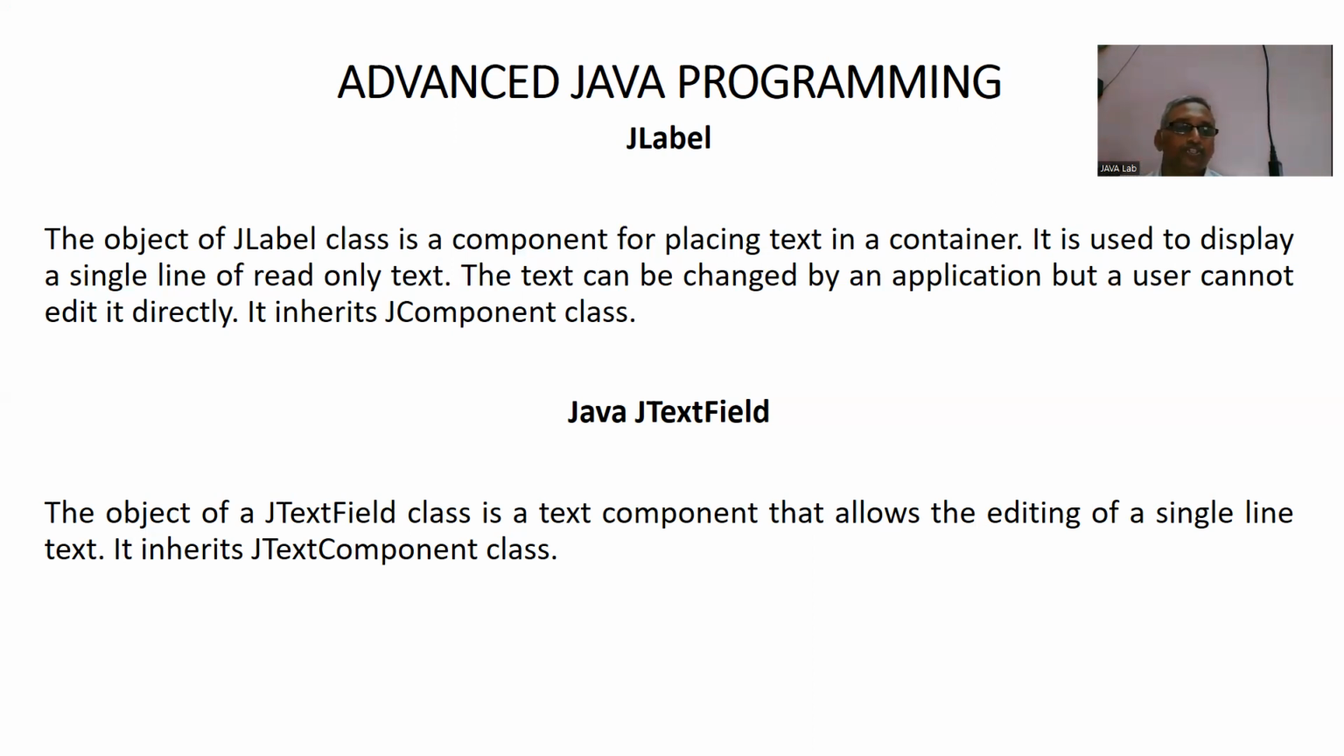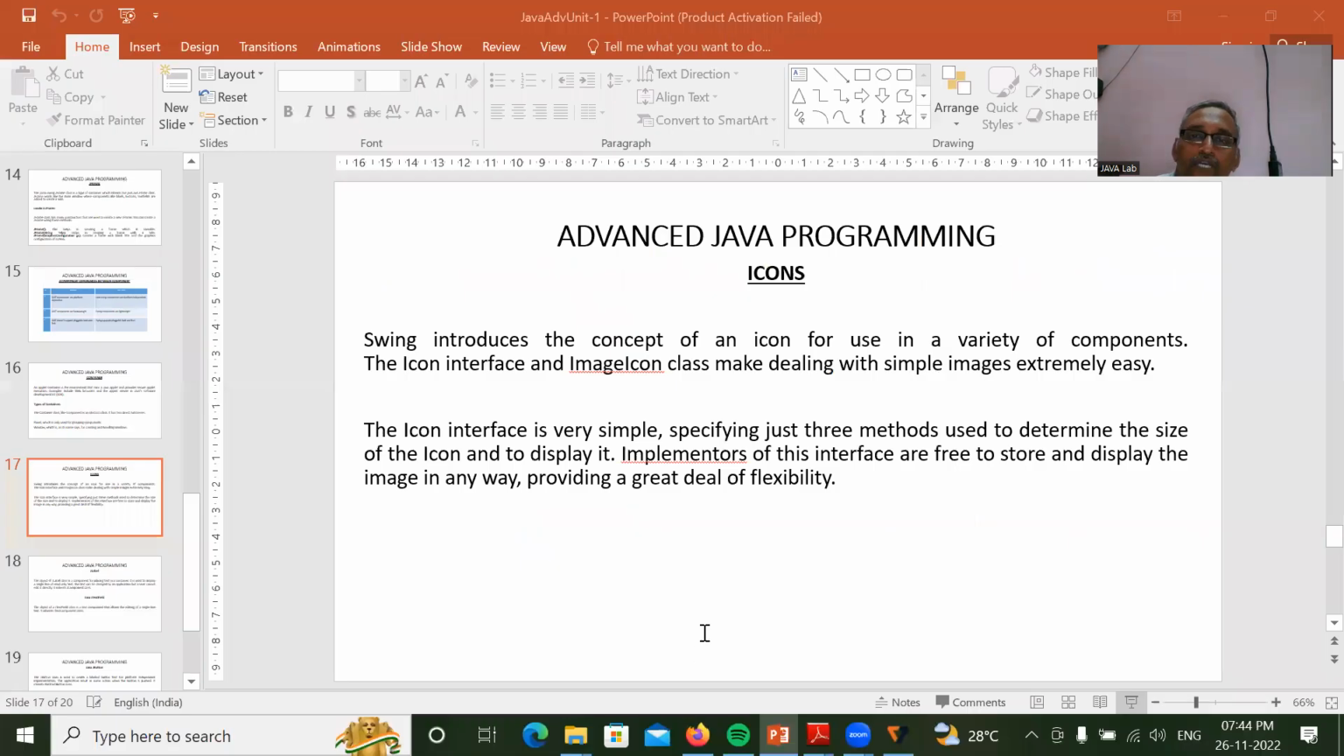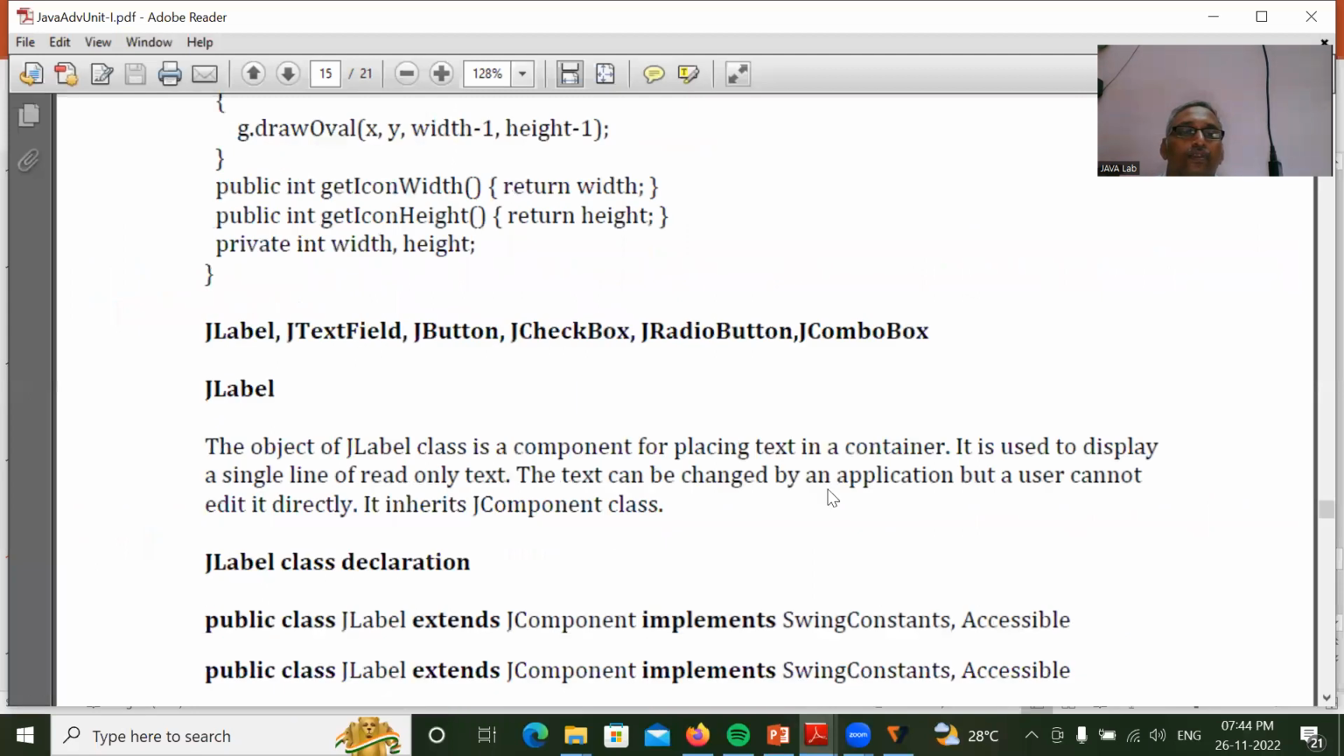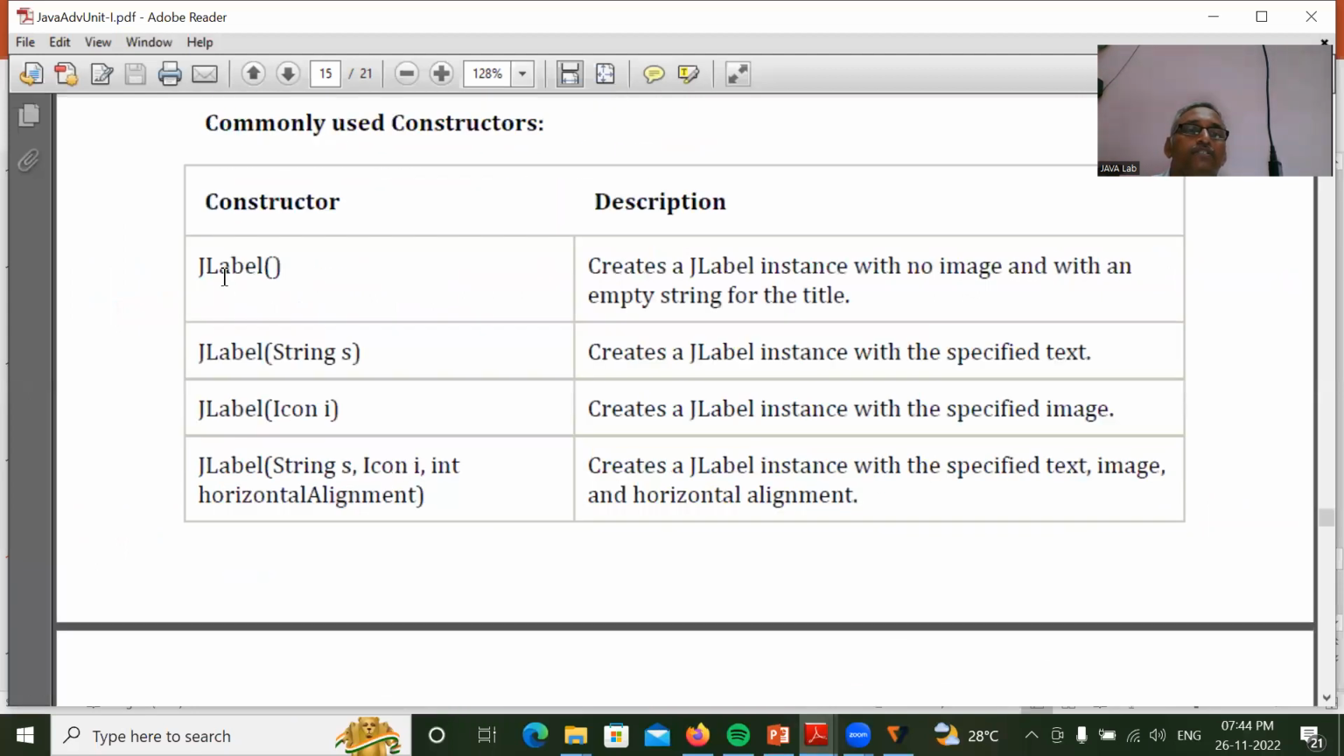JLabel(String s, Icon i, int horizontalAlignment) creates a JLabel instance with the specified text, image, and horizontal alignment. This is the concept of JLabel. Now let's see an example of JLabel. Here are the constructors and descriptions: JLabel(String s), JLabel(Icon i), and JLabel(String s, Icon i, int alignment).